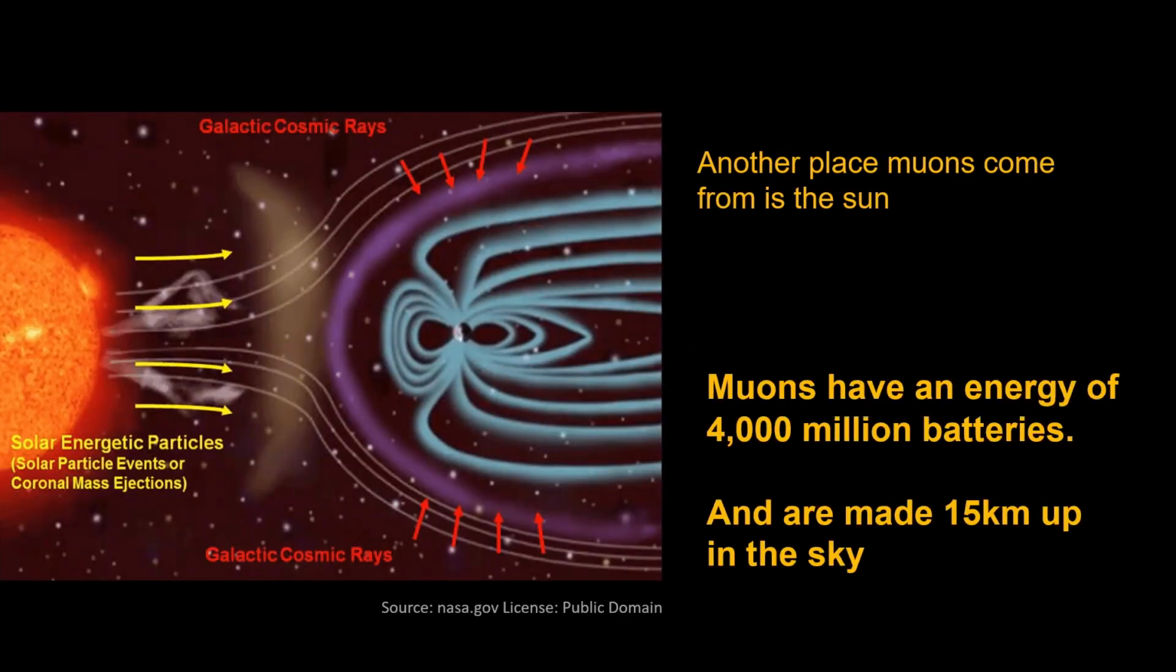It's quite interesting for our discussion this afternoon. So they come from outer space, and they come from inner space as well. They can come from the sun. Yes, muons have a massive energy, 4,000 million batteries worth. Matthew. You said outer space and inner space. What's the difference? Okay, outer space is outside of our solar system. And what I just said as inner space is from within the solar system.